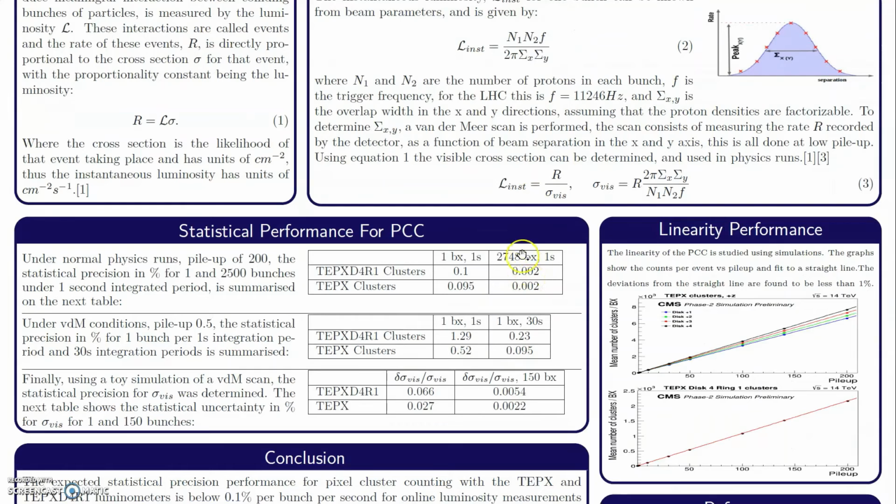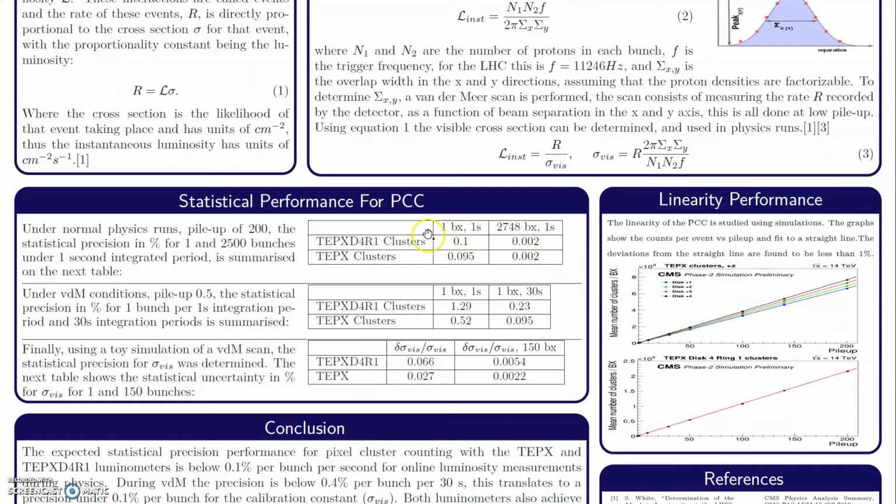And finally, we have the statistical performance for PCC and the linearity performance of the TEPX luminometers. First, we have the statistical performance for physics runs, which is done at a pileup of 200. In this table, we have the statistical performance for one bunch during a 1 second iteration period and for 2,748 bunches for a 1 second iteration period, which has a statistical precision well below 0.2%, which is really good.